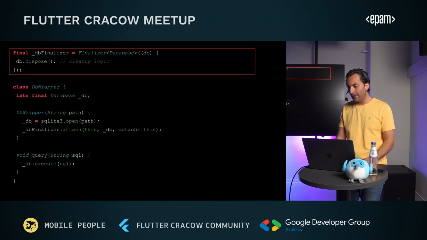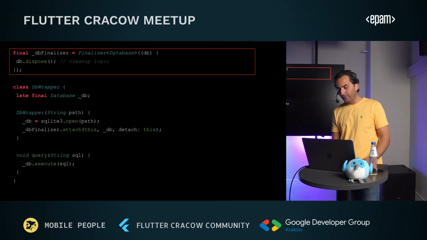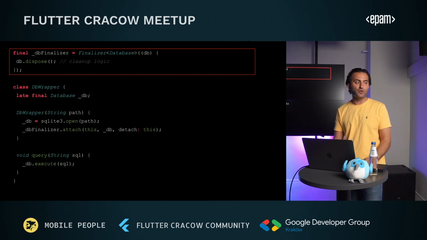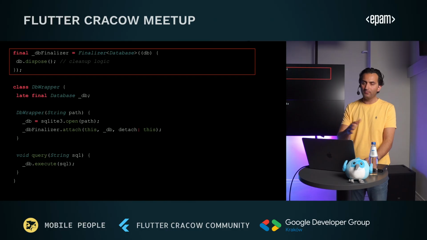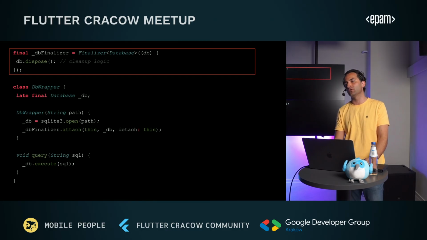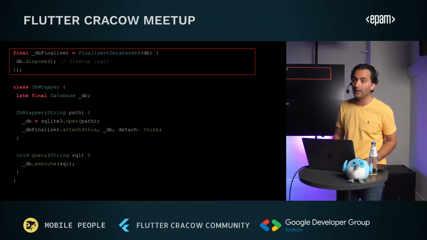Another example is the database connection that I mentioned. You want to clean up your database, and here is where you can register a callback to clean up and dispose your database. Then you attach that database object to the finalizer callback, and whenever you need it, you detach your finalizer to call the callback to clean up your connection.